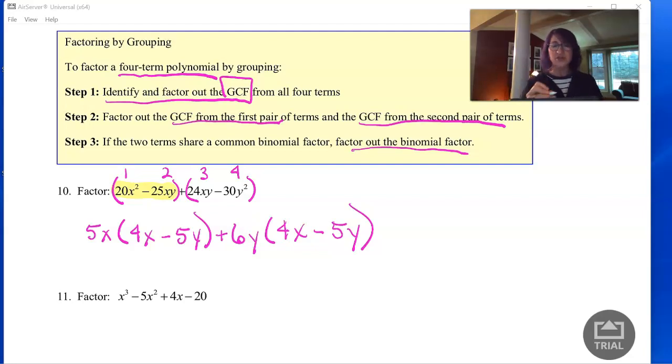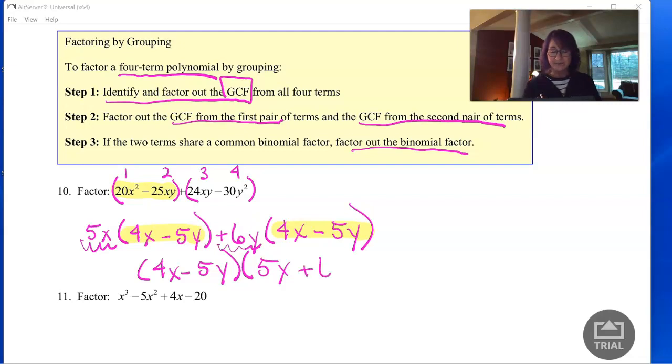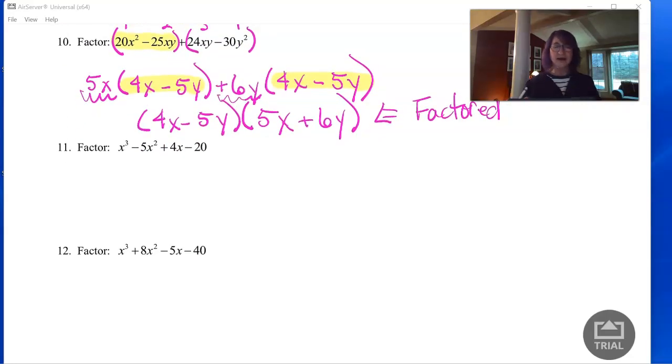What will usually happen is these binomials are going to be the same. And so I can pull that out. That is my greatest common factor, just like we were just doing, 4x minus 5y. Everything that's left over, so the 5x and the plus 6y, goes in the parentheses following that GCF. This is now in factored form. Okay, let's try 11.